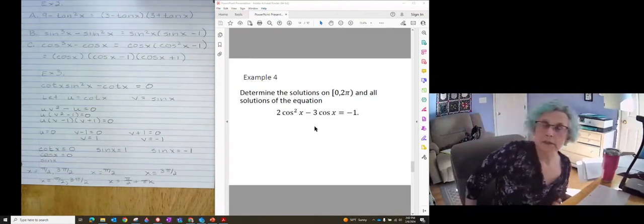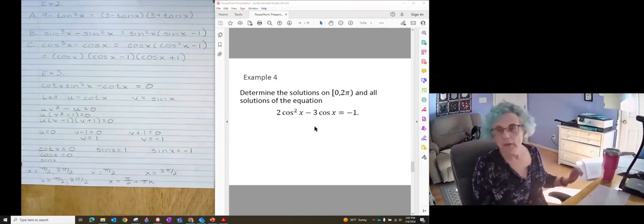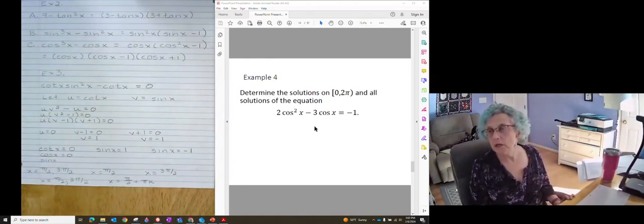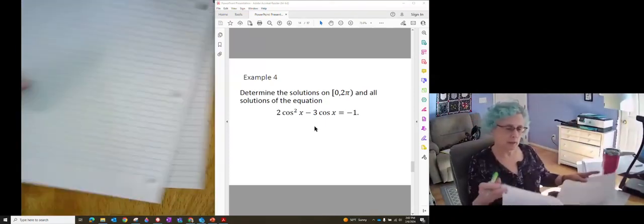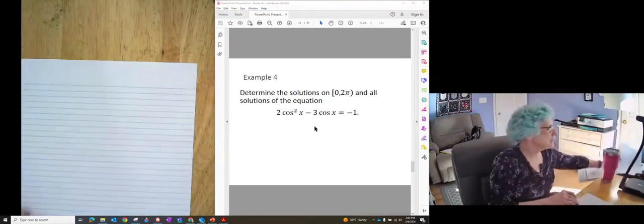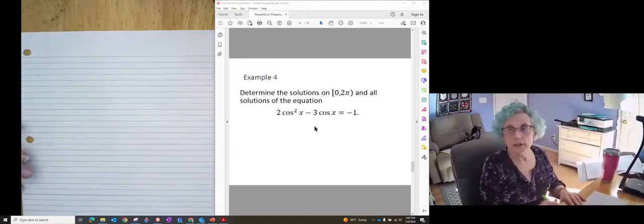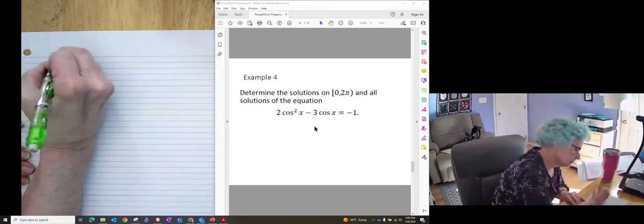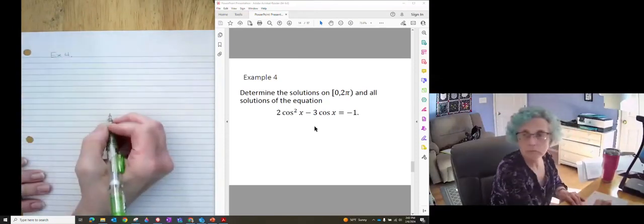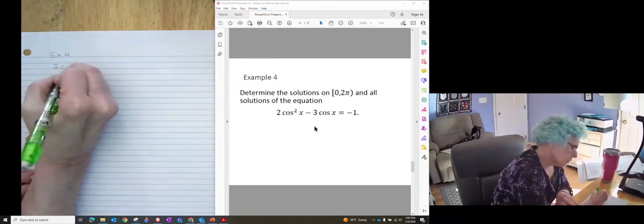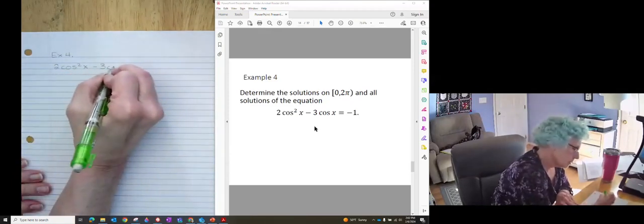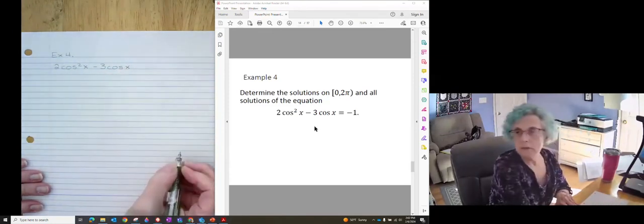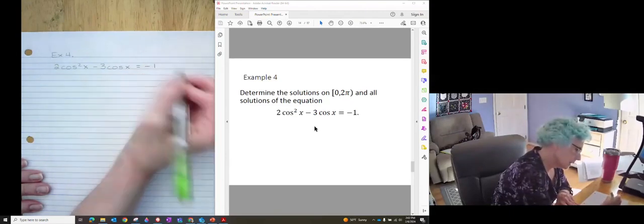Okay, let's look at example 4. We want to determine the solutions on the unit circle and all the solutions of this equation, and it looks kind of like a quadratic equation. So I'm going to do some substituting, and then I can just treat it like a quadratic equation. So I have 2 cosine squared x minus 3 cosine x equals minus 1.